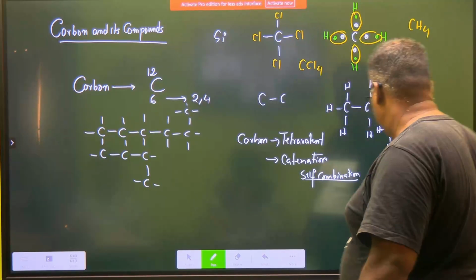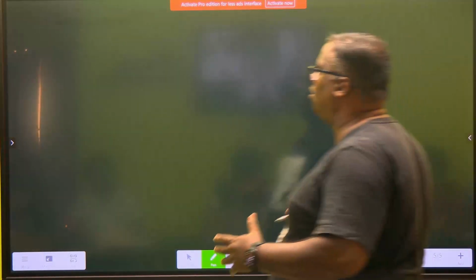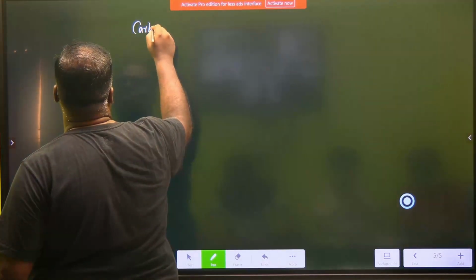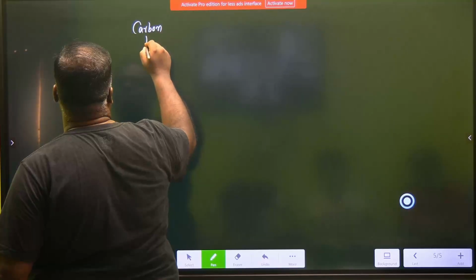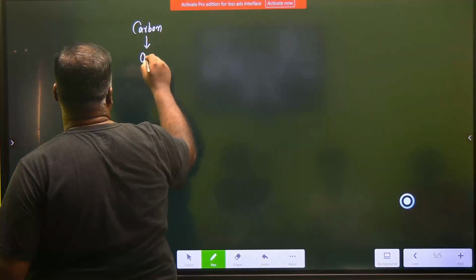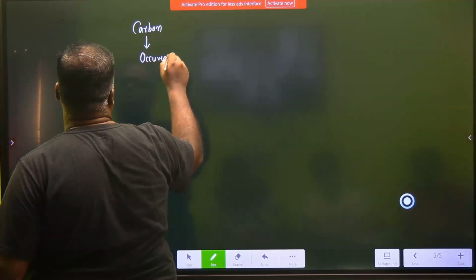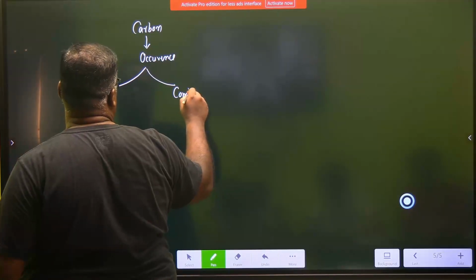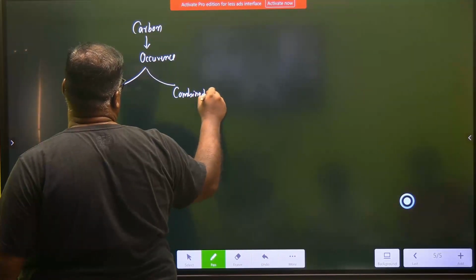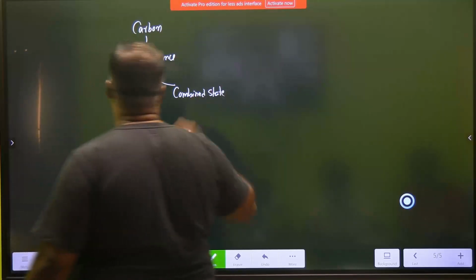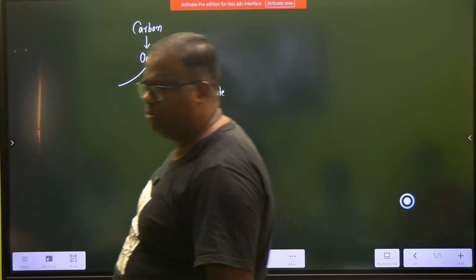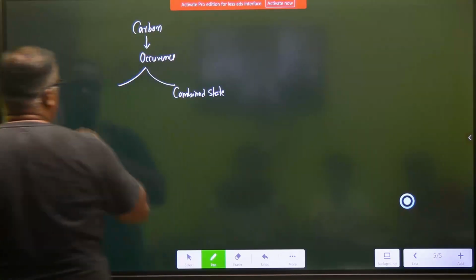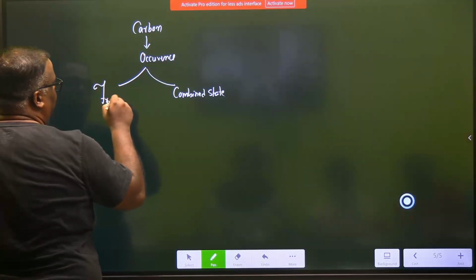Okay. Now let's see what is the occurrence of carbon in nature. We have still not entered inside organic chemistry. We're just understanding carbon. Occurrence. In occurrence, we have got two things. One is called combined state, like calcium carbonate, carbon dioxide. These are carbon in combined state. Another is called free state.